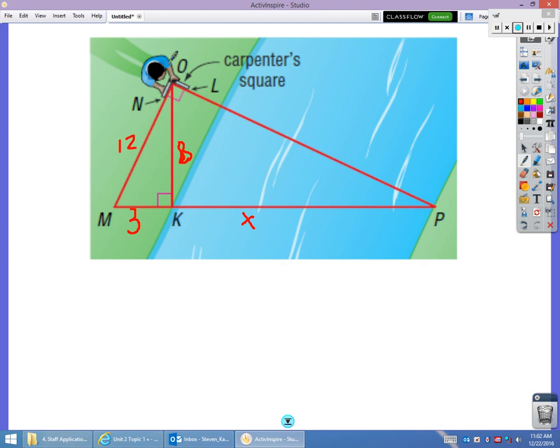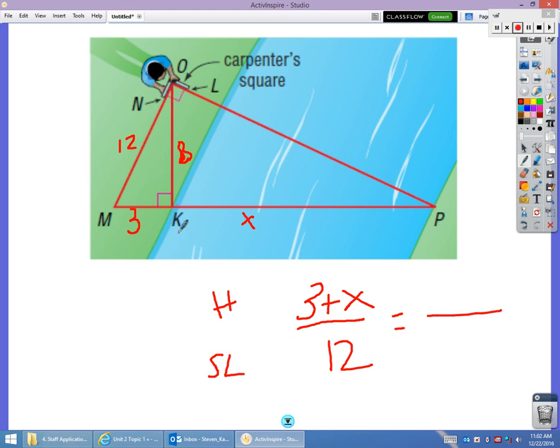So of the big triangle, I have the hypotenuse, which would be 3 plus x. And I also have the smaller leg of the big triangle, which would be 12. So I have hypotenuse over smaller leg of one of the triangles. Since I have another triangle that's similar to this small triangle, I can use the same thinking. The hypotenuse of the smaller triangle is 12, and the smaller leg of this small triangle is 3.